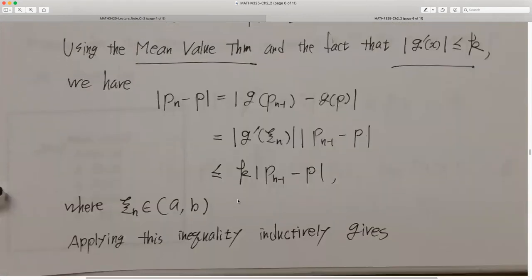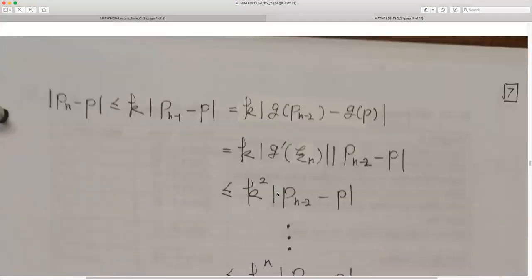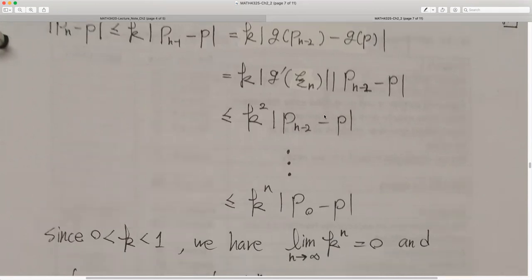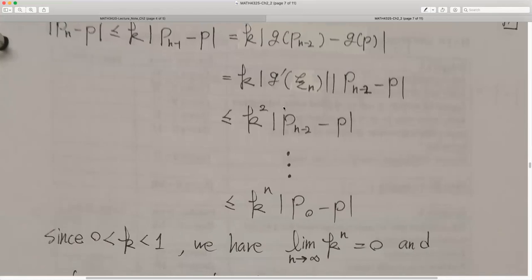So now then, what? Applying this inequality inductively gives the absolute value of P_m minus P is less than or equal to k times P_{m-1} minus P, which is equal to k times g of P_{m-2} minus g of P, which is equal to k times g prime, and then by the mean value theorem, P_{m-2}, keep doing this. So P_{m-2} minus P, g prime is bounded by k, so we get k squared times P_{m-2} minus P.